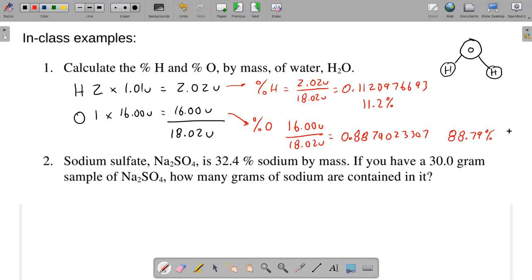Now, you might say, well, 11.2 plus 88.79, that's only going to be 99.99%. And that's right, and that is okay. Sometimes proportions don't add up to be exactly 100. They could add up to be 101 or 99. That's a possibility. So let me show you a for instance.